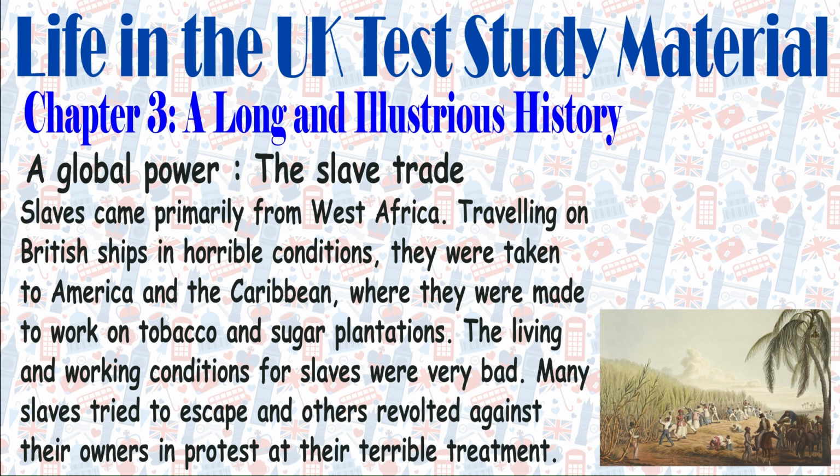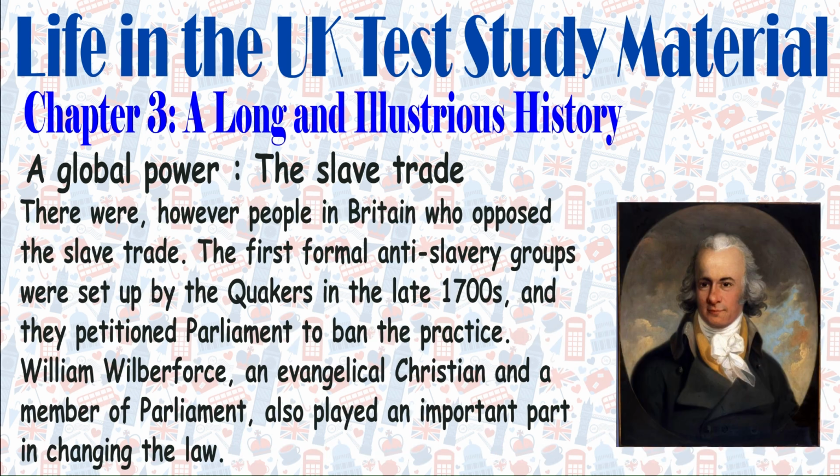The living and working conditions for slaves were very bad. Many slaves tried to escape and others revolted against their owners in protest at their terrible treatment. There were, however, people in Britain who opposed the slave trade. The first formal anti-slavery groups were set up by the Quakers in the late 1700s, and they petitioned Parliament to ban the practice.